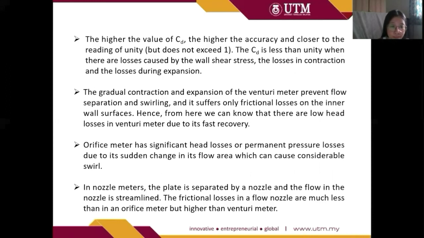due to its fast recovery. And for the orifice meter, it has significant head losses or permanent pressure losses due to its sudden change in flow area, which can cause considerable swirl. And for nozzle meters, the flow in the nozzle is streamlined. The frictional losses in a nozzle meter are much less than in an orifice meter, but higher than the venturimeter.